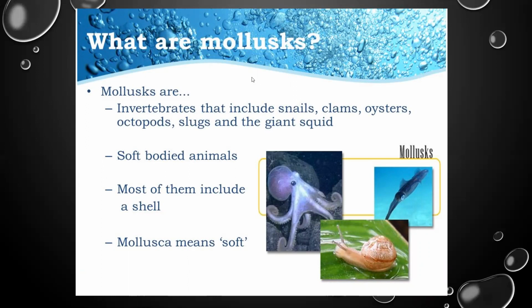What are these? Mollusks are invertebrates that include snails, clams, oysters, octopus, slugs, and the giant squid. Mollusks have soft bodies. Many have a shell, just like the snail. Mollusk means soft, so remember that mollusk means soft. Examples of this are the snails, the clams, oysters, octopus, slugs, and the giant squid.